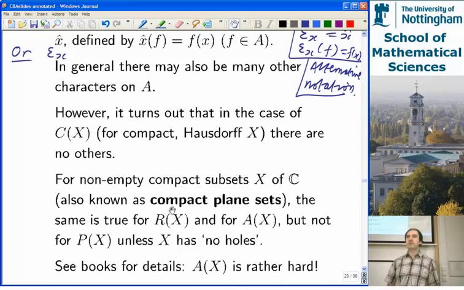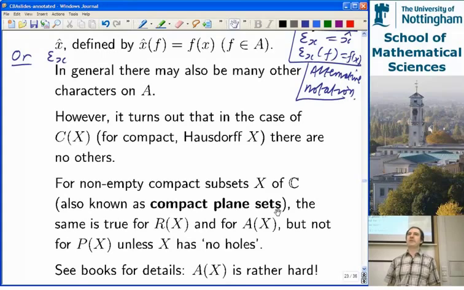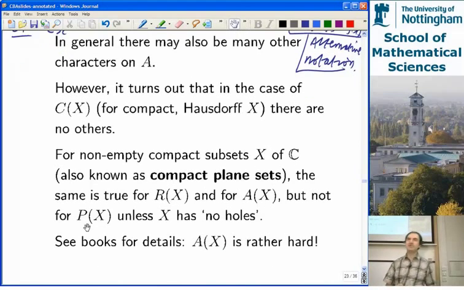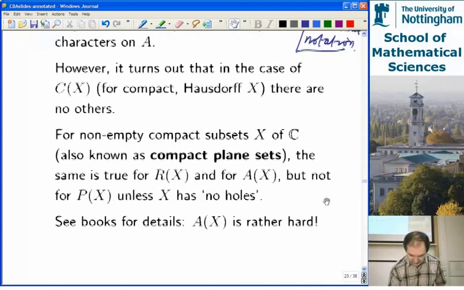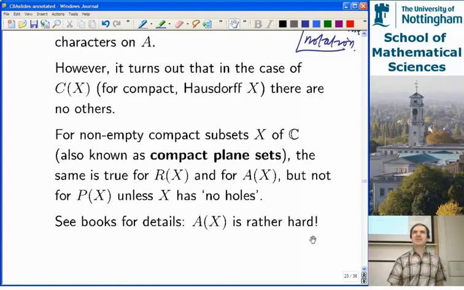It's true for R of x, which is not too hard. It's true for A of x, which is very, very hard to prove. There's a bit of deep theory in that. R of x I could probably prove for you given another half lecture. A of x would take a large portion of another lecture course. Okay, that's an exaggeration, but it's quite significant. Deep theorem. And P of x, it isn't true. Similar problems as before. If you've got holes in your space x, it stops P of x having the right set of characters. You get extra characters corresponding to points in the holes when it comes to P of x. So that's like before. Details in books if you're interested.